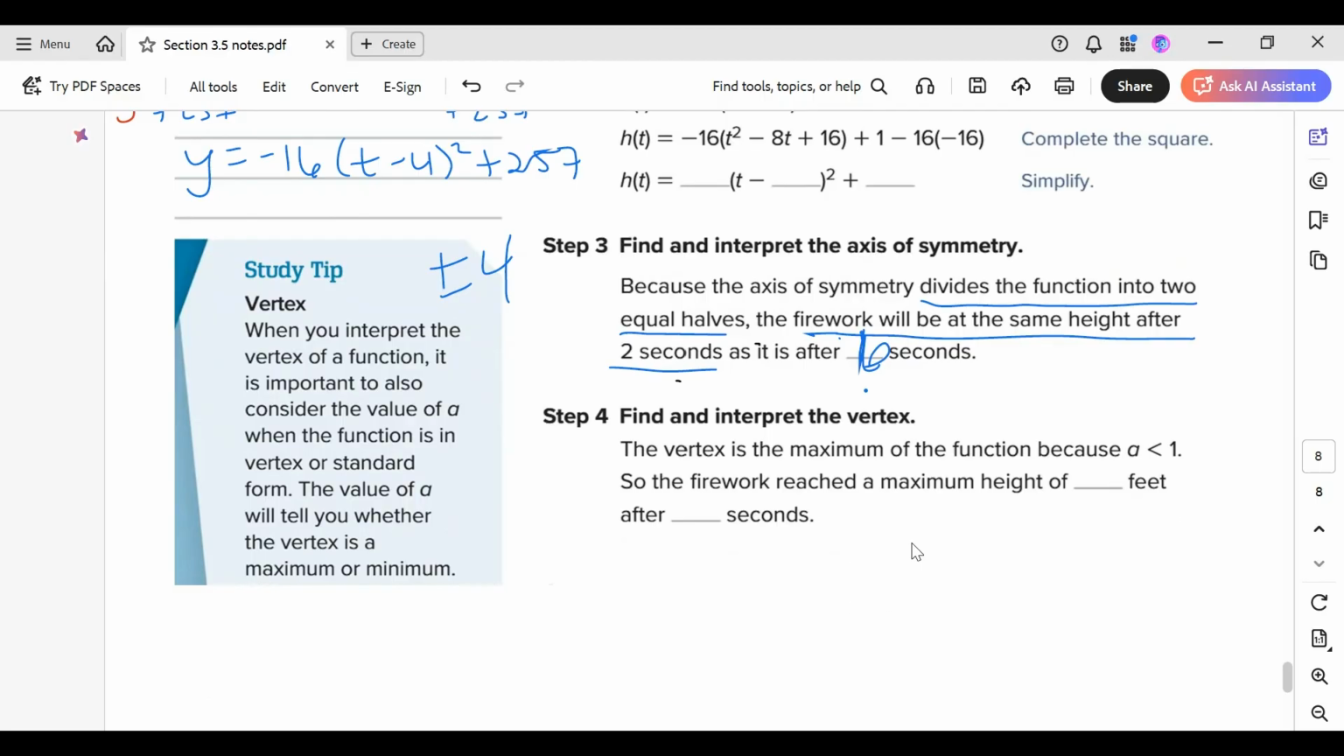So our vertex is the maximum of the function because a is less than 0. So the firework is going to reach a maximum of 257 feet after 4 seconds, because our vertex, again, t minus 4, think of t minus 4 set equal to 0, we get t equal to 4. So we have a vertex value of 4, 257.